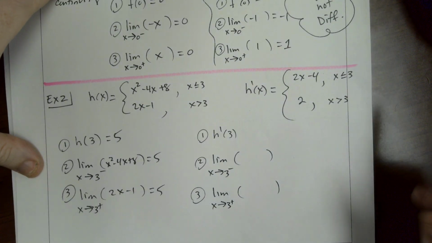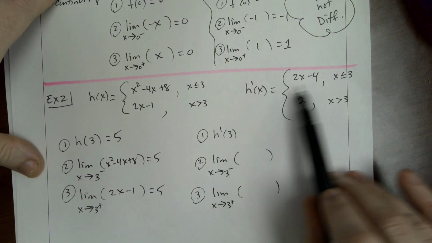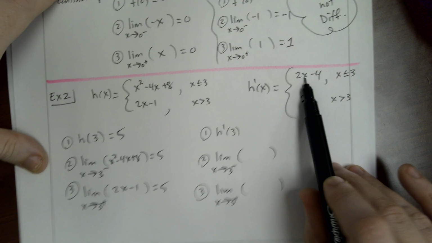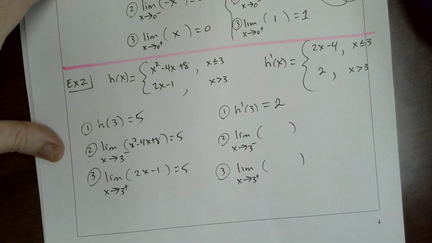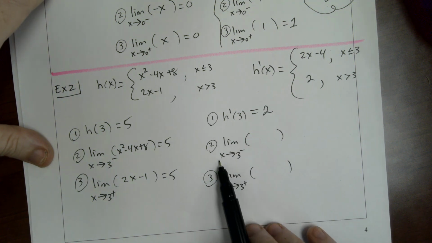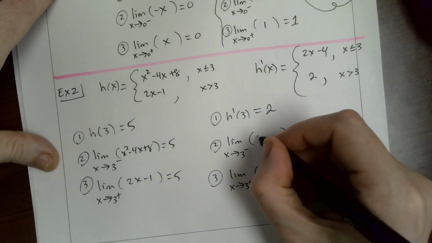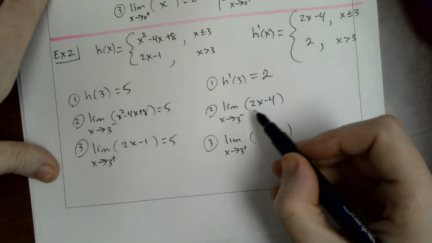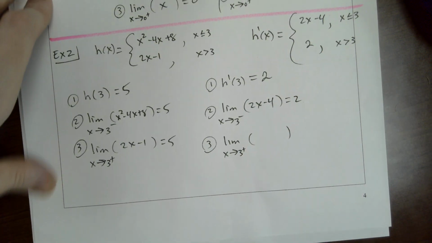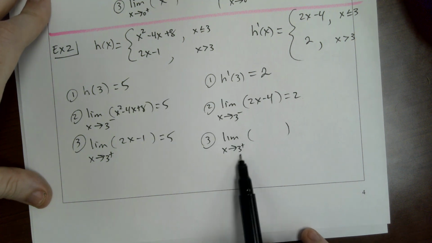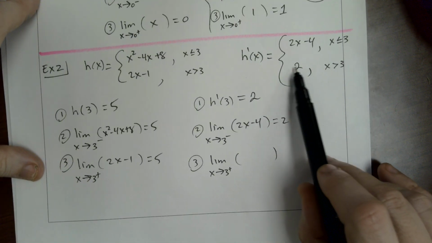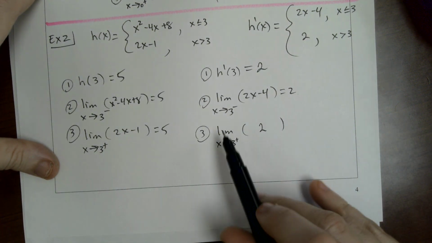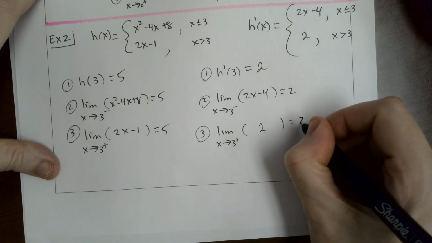Okay, so h prime of 3, we'd be plugging into the top. So 6 minus 4, so that's 2. The limit as x approaches 3 from the left, I'll use the top piece. All right, so I plug 3 in, and I get 2. And then the limit as x approaches 3 from the right, I'd be using this, so that's just 2. And so this limit is also 2.